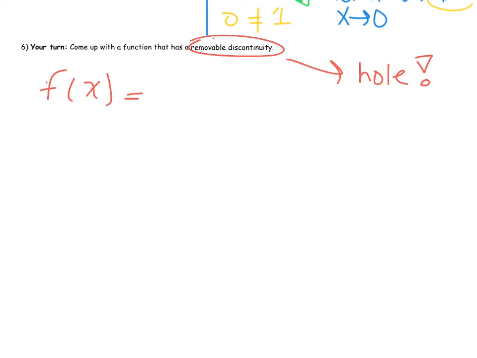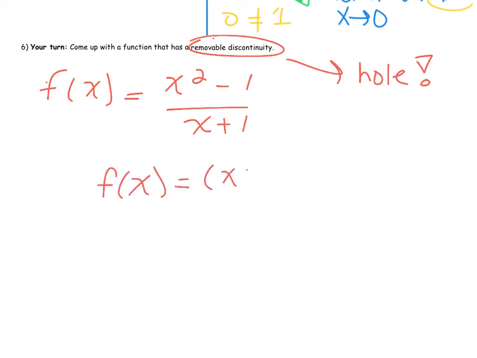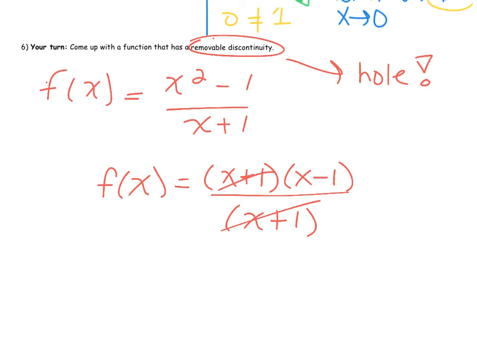So if I have the function f of x is equal to x squared minus 1 all over x plus 1, I'm going to factor this. I'll have x plus 1 and x minus 1. When I factor this out, I see that the x plus 1's cancel. Remember, we said that if you cancel out the term of the factor on top and bottom, that means there's a hole when x equals negative 1.